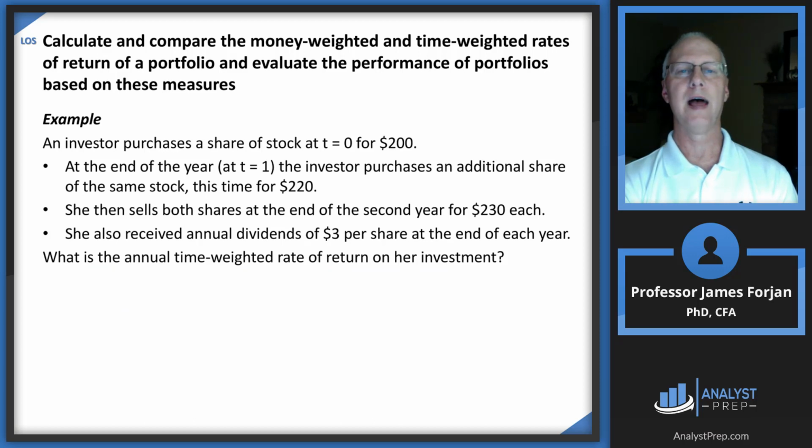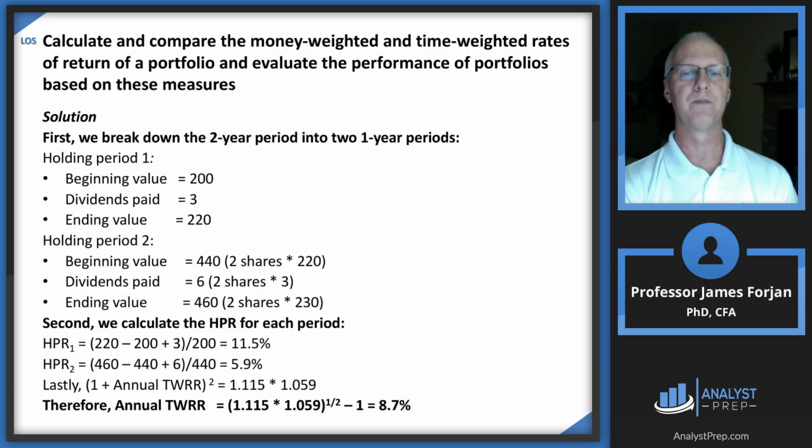Let's suppose that we have an investor who purchases a share of stock today for 200, and at the end of year one, buys another share for 220, and then sells both shares at the end of the second year for 230. All right, so this is going to be a different return for an investor that just bought at 200 and didn't buy an extra share at the end of year one and then sold at 230. That's going to be a different return. And there's some dividends in here as well, $3. So what is the time-weighted return on this investment?